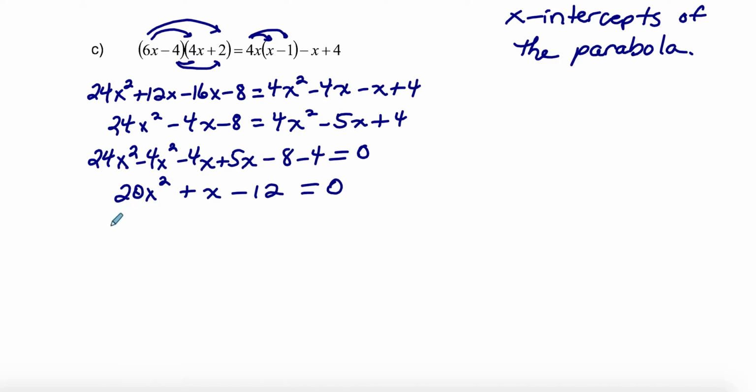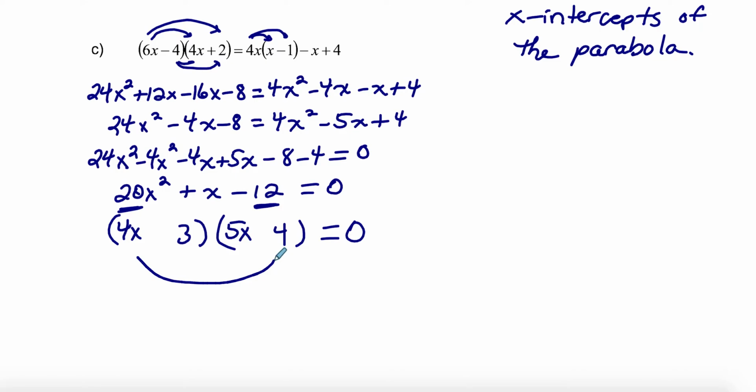Maybe I'll show both ways. My preference is trial and error because it's faster. So I'm going to have to think, okay, what gives me 20 in the front? What would multiply to give me 20x squared? I might try 4x times 5x. And then in the back, what would multiply to give me negative 12? 3 times 4 is 12, 2 times 6, I'm not sure which one it would be. Then I want to check, okay, can I somehow get positive 1? This would give me 16. This would give me 15. So if I had 16 take away 15, I would get the positive 1. So that would be my answer.